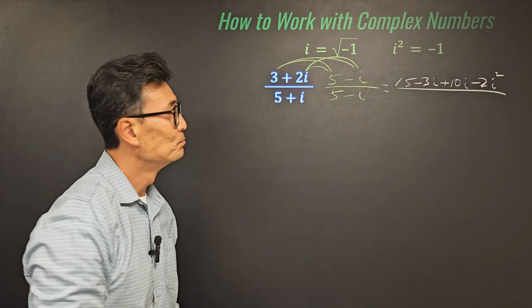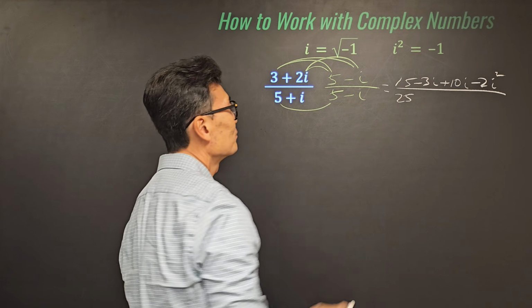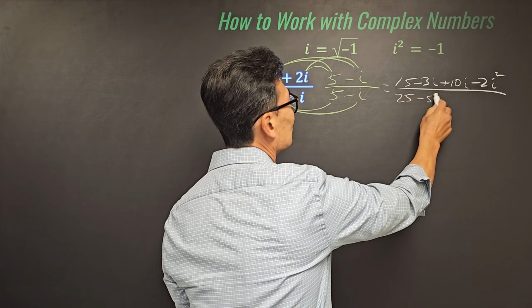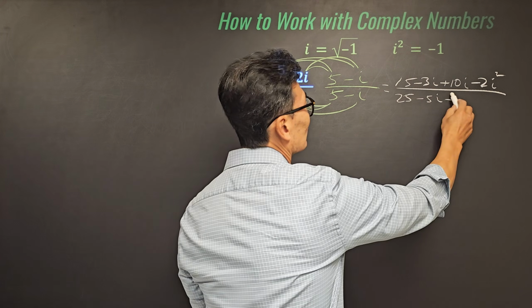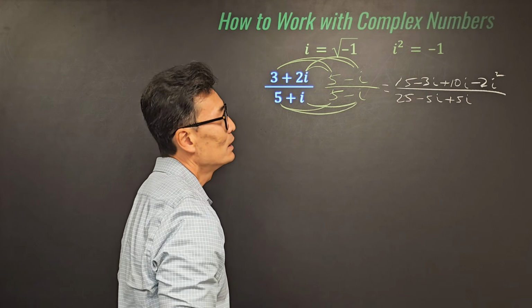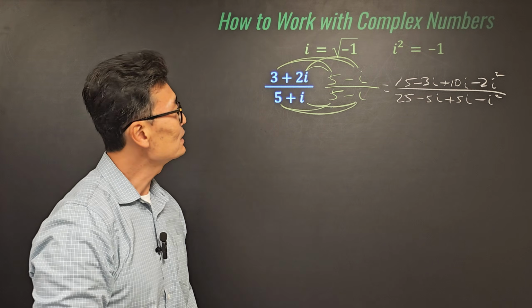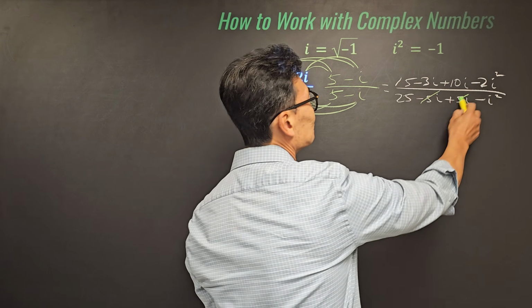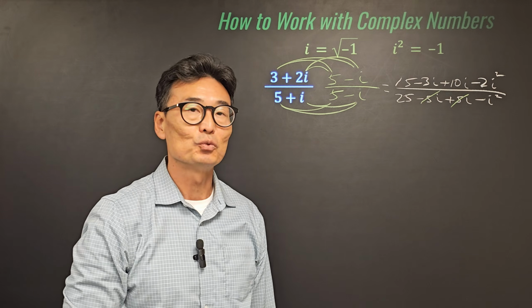The denominator, 5 times 5, 25. 5 times negative i is minus 5i, plus i times 5 is plus 5i. And then lastly, i times negative i will be minus i squared. As you can see, that negative 5i and the positive 5i will cancel each other out, leaving us with just the 25 minus i squared.